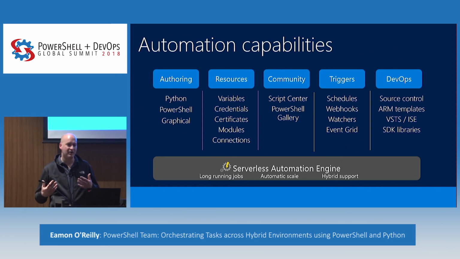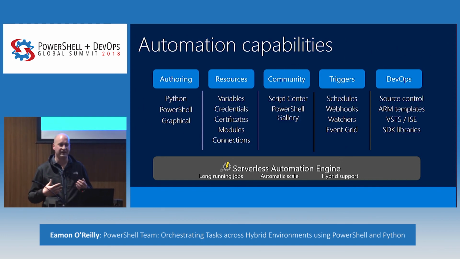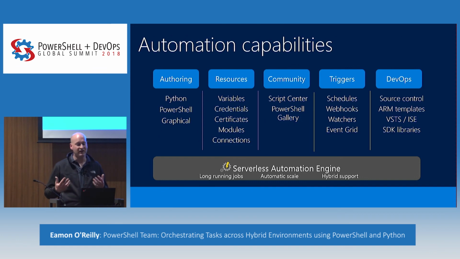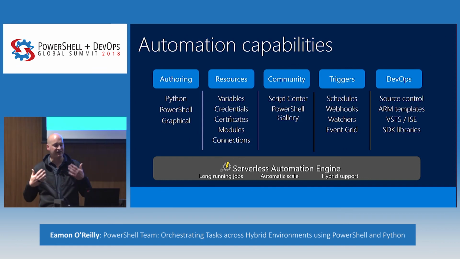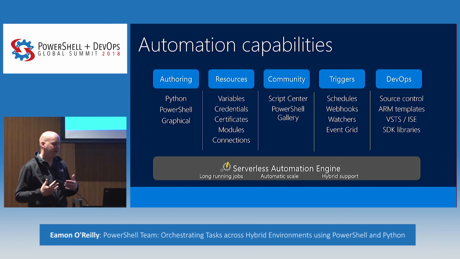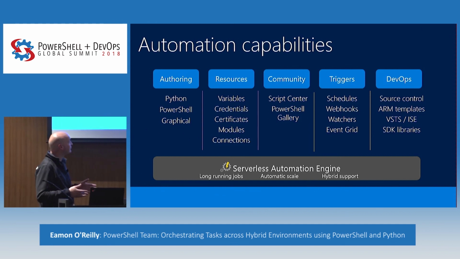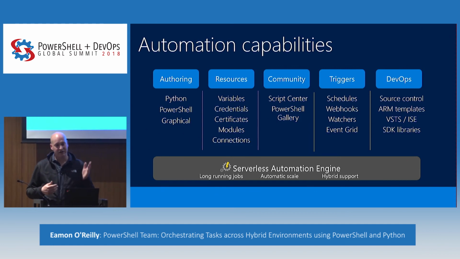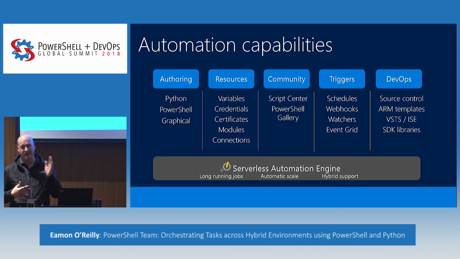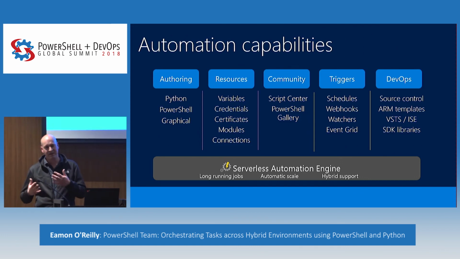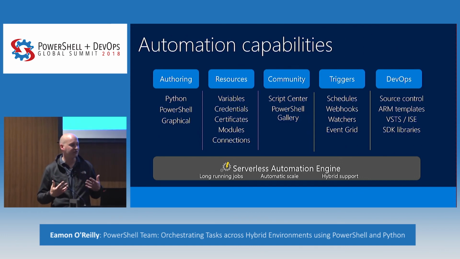Is the infrastructure going to be up when I run these? Where do I store my credentials? Can I put some role-based access control on them? Can I integrate them easily into all these different systems? Do they support webhooks? Is there an SDK? All of these capabilities are native in the service. You think about it from your authoring through your resources, the community integration, triggering how you want to do your automation, integrating with your DevOps pipelines. The platform's really been built to support all of those capabilities.